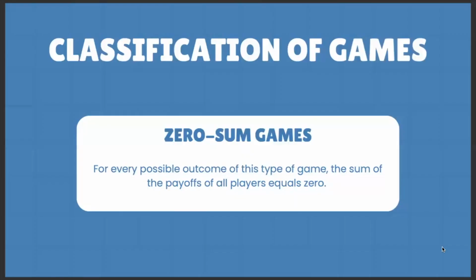For a zero-sum game, for every possible outcome of this type of game, the sum of the payoffs of all players equals 0. A player can only win or have a possible payoff if some other loses or has a negative payoff. Real-world games are rarely zero-sum.